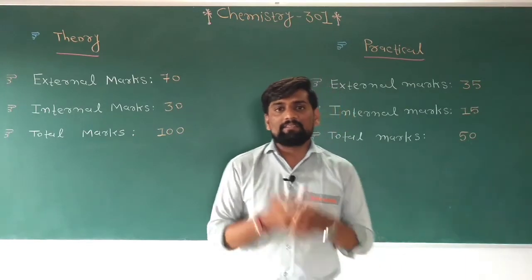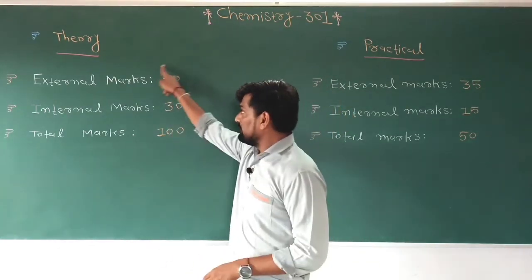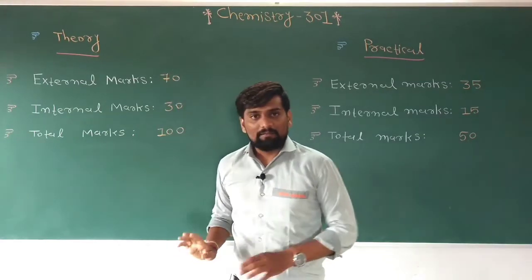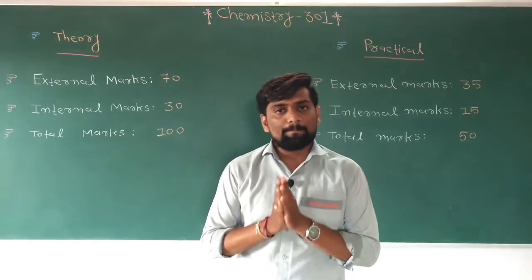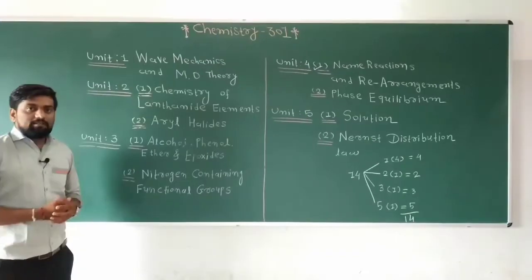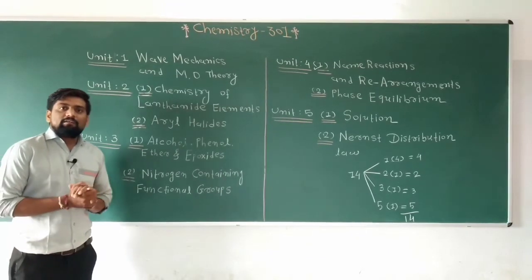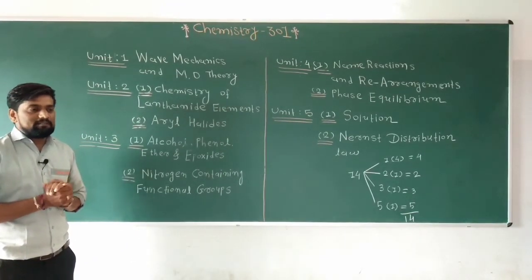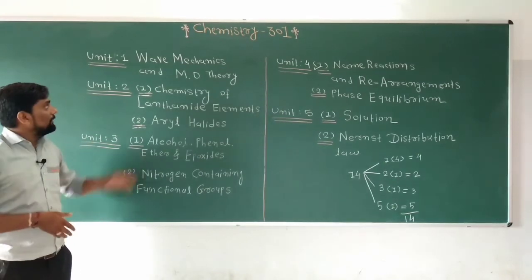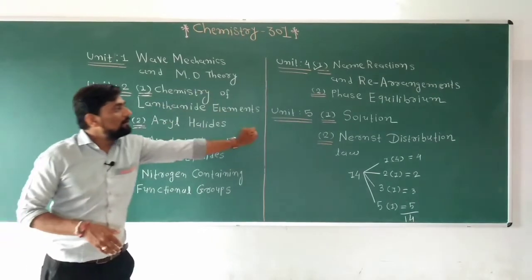Next I explain the syllabus of chemistry in semester number 3 for these 70 marks. So this is the syllabus of chemistry in semester number 3. This syllabus is for the 70 marks. These 70 marks are distributed into 5 units: Unit 1, 2, 3, 4 and 5.